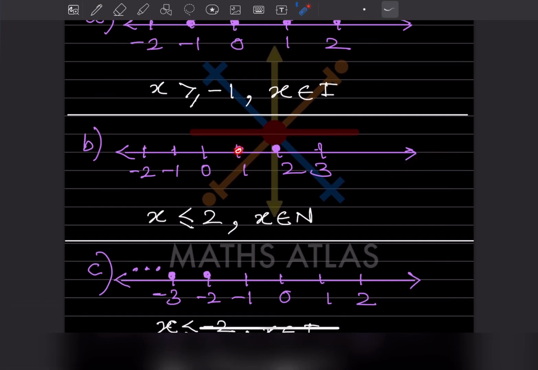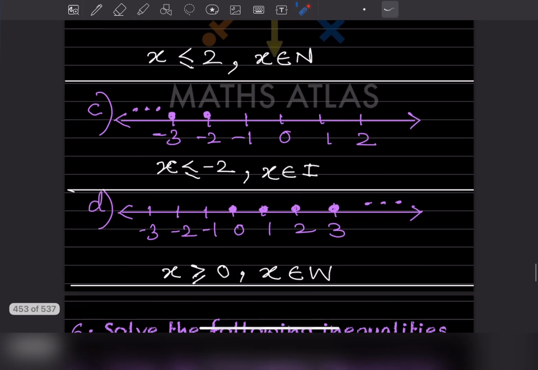Now you can see here is a dotted line here and here. So now we can say it starts from 1. Natural numbers always start from 1: 1, 2, 3. So there is only 1 and 2, and for 3 there is nothing here, neither is there a dot over here. So it is fixed. We can say x is less than or equal to 2, and x belongs to N.